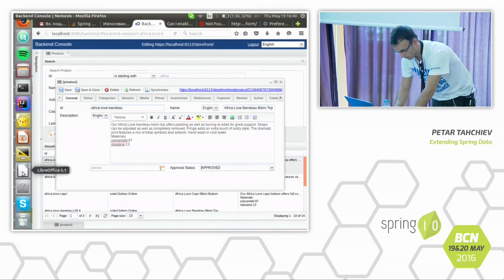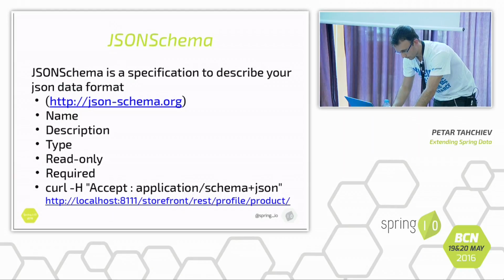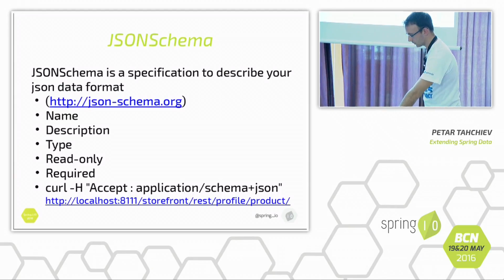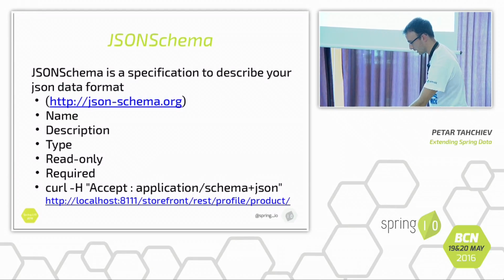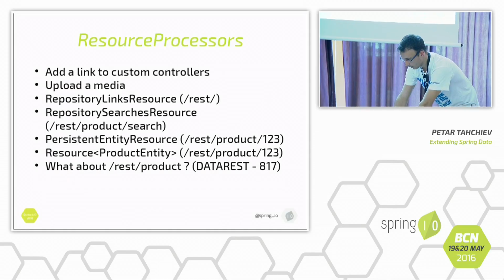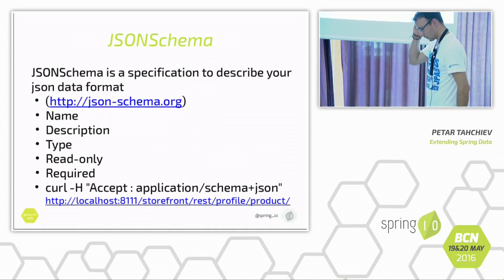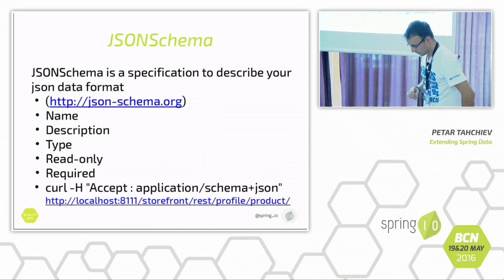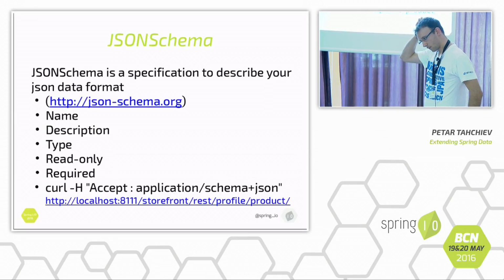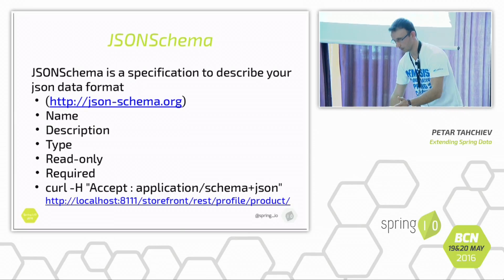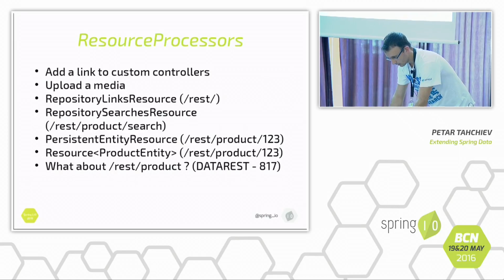Moving forward. These are the things that JSON schema exports. It's going to tell you name, description. It's going to tell you the type of the thing, if it's read-only, if it's required. One other thing, though. I'm going to come back to this later.